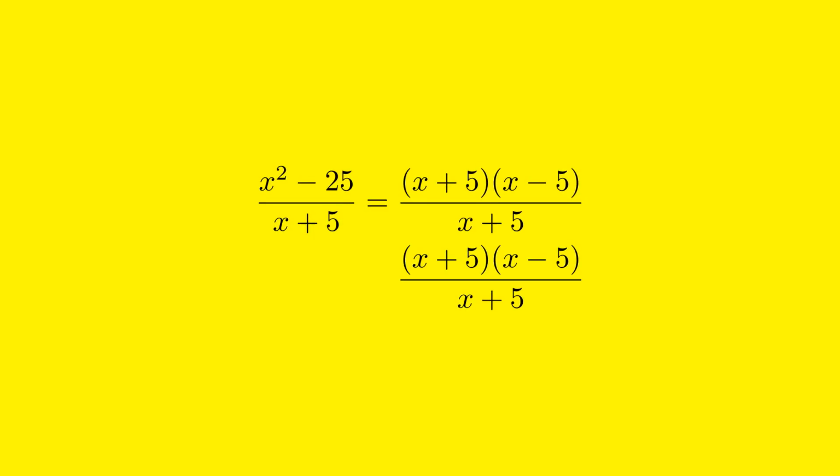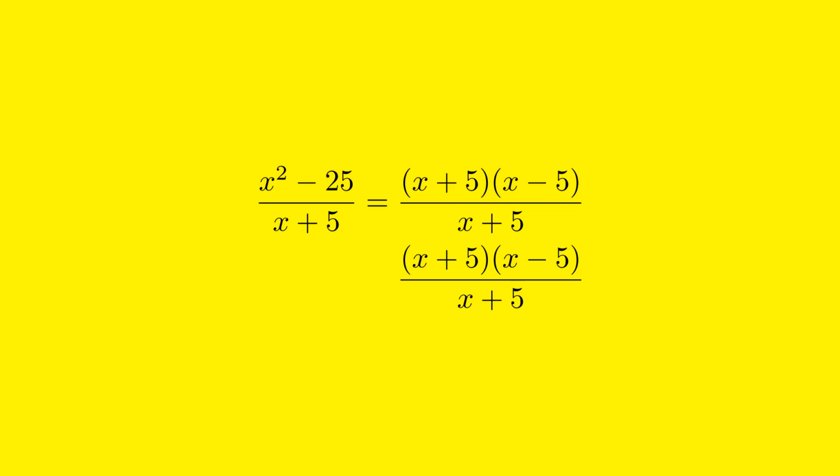To reduce the rational expression x squared minus 25 over x plus 5 to lowest terms, we begin by factoring the numerator. The numerator, which is x squared minus 25, is a difference of squares. The difference of squares is a special factoring rule where a squared term minus another squared term can be factored into the product of two binomials. These binomials will take the form of the square root of the first term plus the square root of the second term multiplied by the square root of the first term minus the square root of the second term.